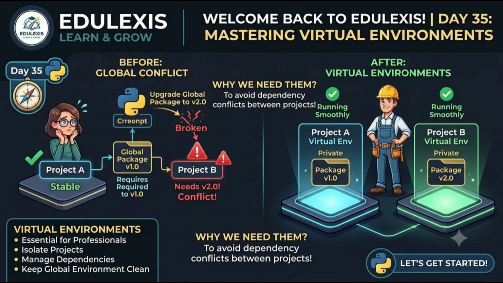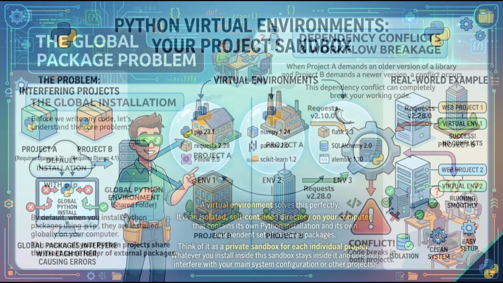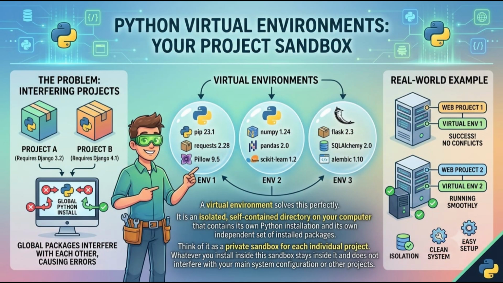Let's get started. Before we write any code, let's understand the core problem. By default, when you install Python packages using pip, they are installed globally on your computer. This means all your Python projects share the exact same folder of external packages. When Project A demands an older version of a library and Project B demands a newer version, a conflict occurs. This dependency conflict can completely break your working code. A virtual environment solves this perfectly.